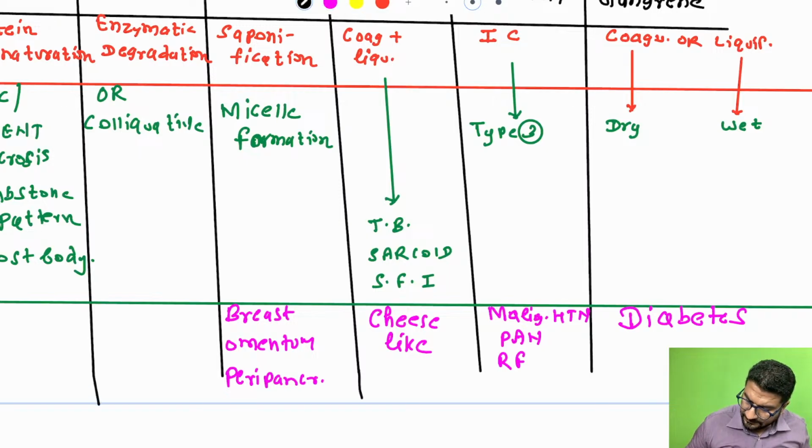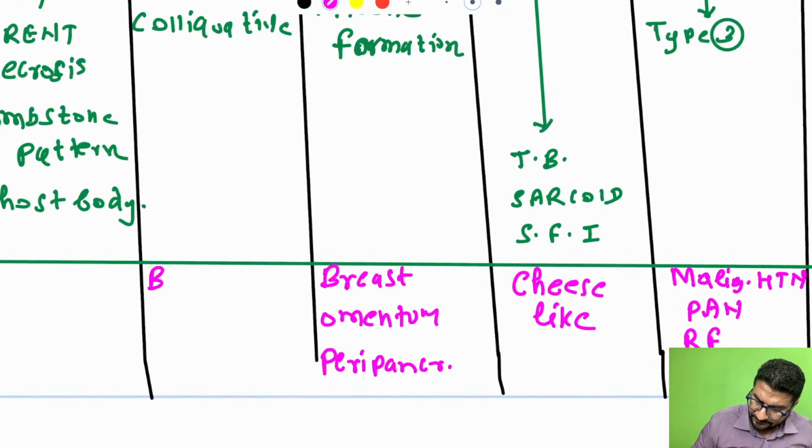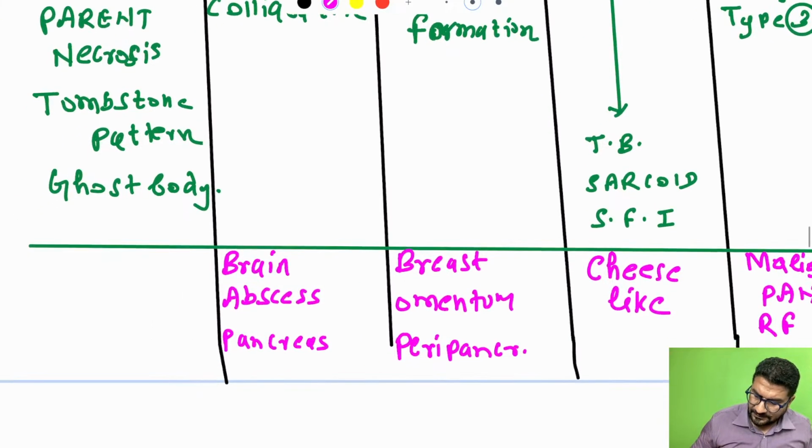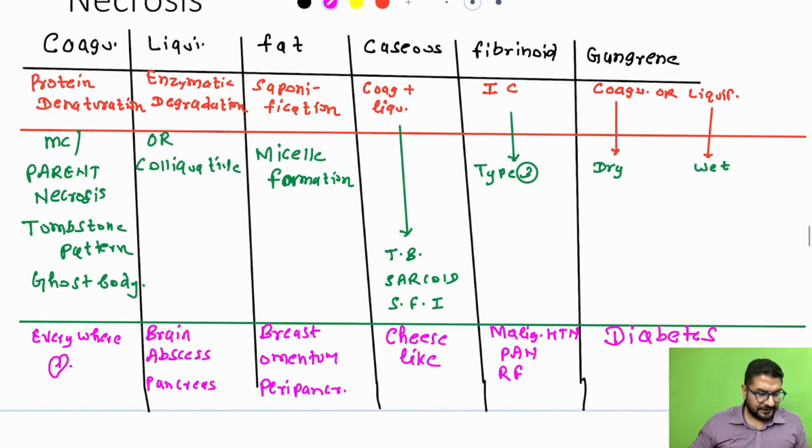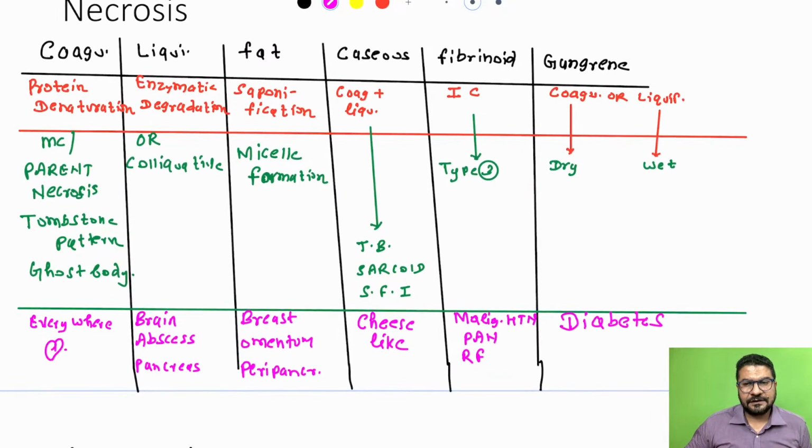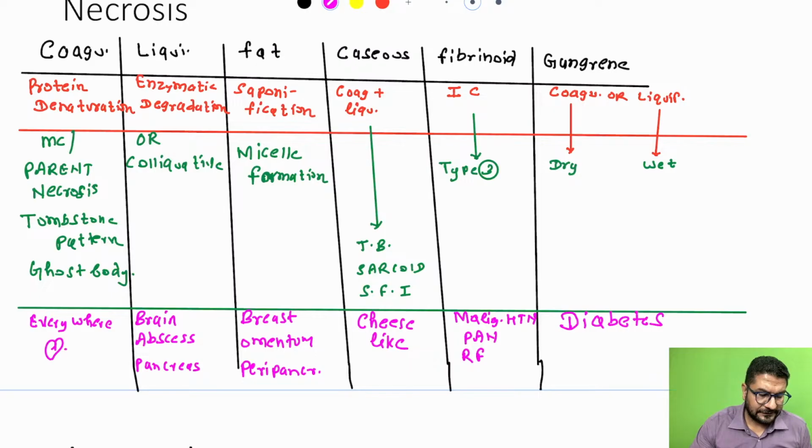Suppose अगर मैं बात करूँ आपको liquefactive, liquefactive you will see in brain, in abscess, and in the pancreas. Coagulative you will see everywhere because this is the parent necrosis and it is classically seen in heart. देख लो अब आप किसी भी बुक उठा के देख लो, you will notice necrosis के बारे में सब जगह इतना दिया है. So this is the summary of different types of necrosis. Done. This is the summary of different types of necrosis which you have to remember.